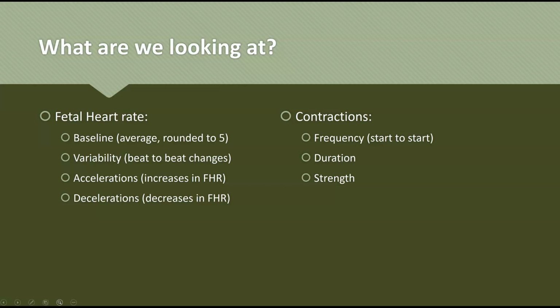Duration is the start of the contraction to the end of the contraction. Usually this is described in seconds. So we might have 50 to 70 seconds. Again, it's a range because not all contractions are completely even in the duration.